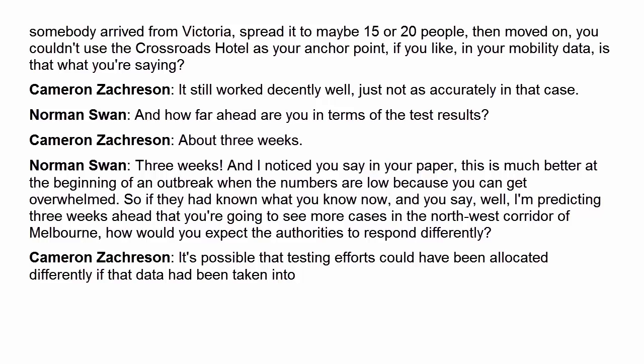And how far ahead, in terms of the test results? About 3 weeks. 3 weeks? And I noticed you say in your paper, this is much better at the beginning of an outbreak when the numbers are low because you can get overwhelmed. So if they had known what you know now, and you say, well, I'm predicting 3 weeks ahead that you're going to see more cases in the northwest corridor of Melbourne, how would you expect the authorities to respond differently? It's possible that testing efforts could have been allocated differently if that data had been taken into account, perhaps.